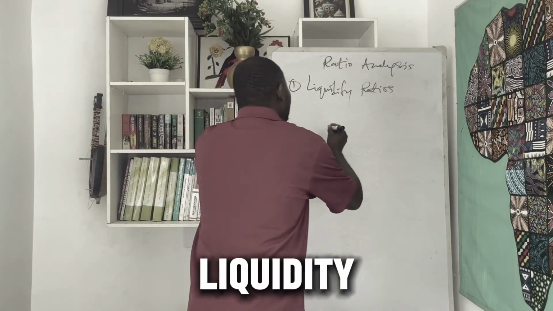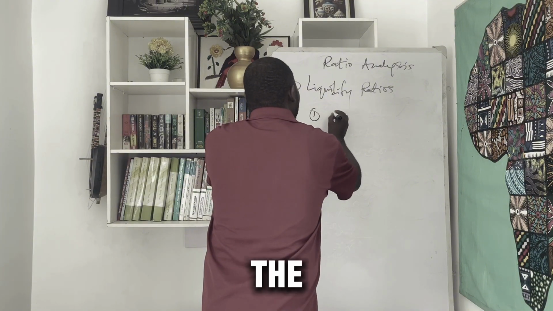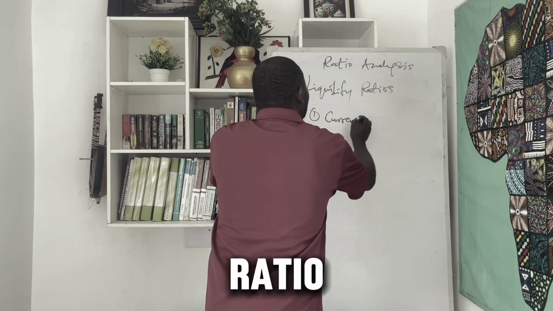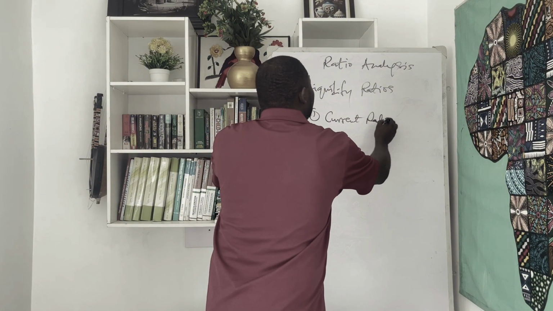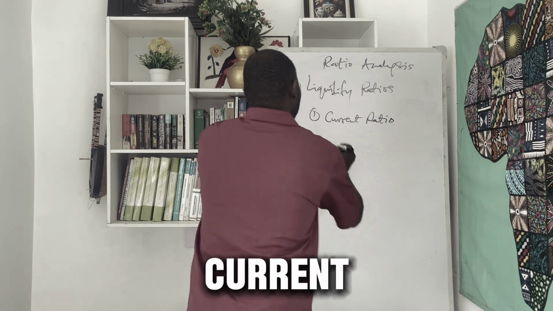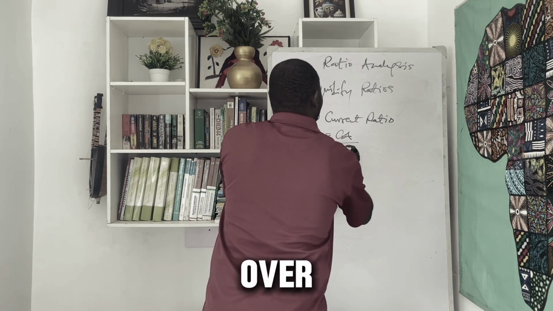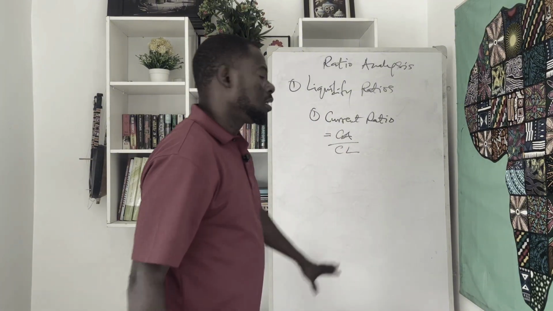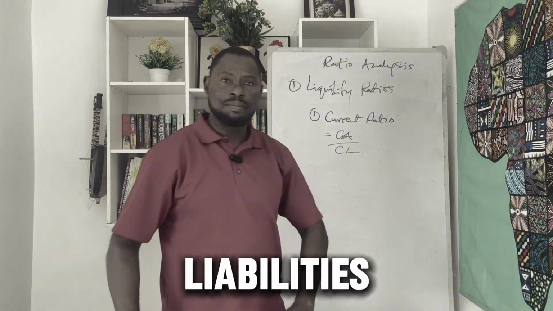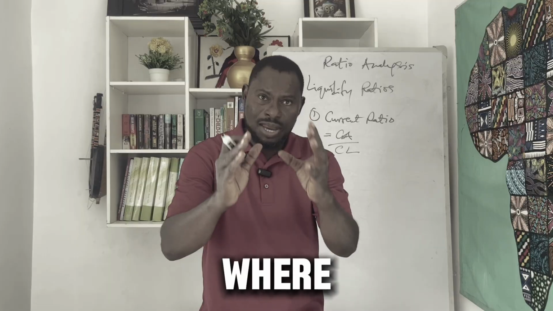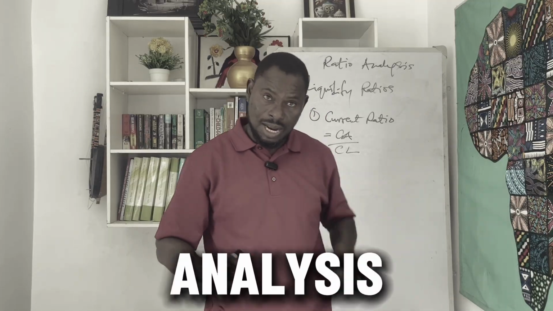The first liquidity ratio I want us to look at is what we call the current ratio. This current ratio is simply current assets all over current liabilities. Current assets all over current liabilities. Now you ask yourself, where do I get all of these to do my analysis?